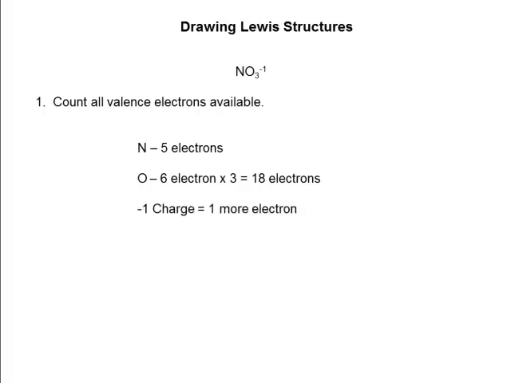And then we have that -1 charge. Well, that -1 charge means we have 1 more electron. We have that extra electron. If it was a positive charge, we would have lost an electron from our total. Okay, so 5 plus the 18 plus 1 gives me 24 electrons. So my total electrons I start with are 24.